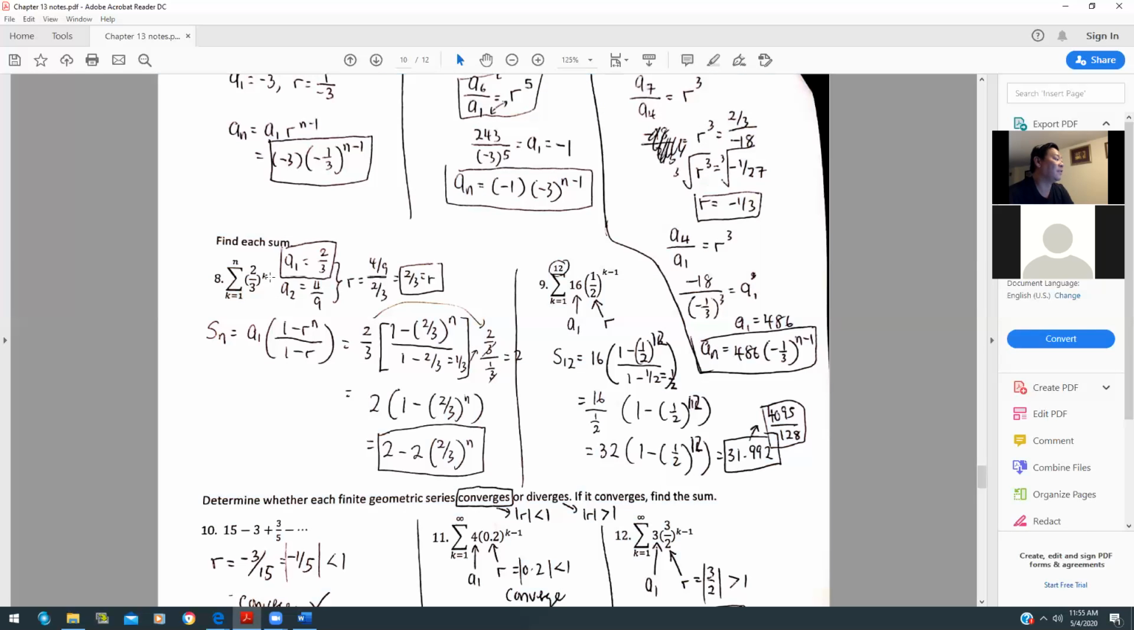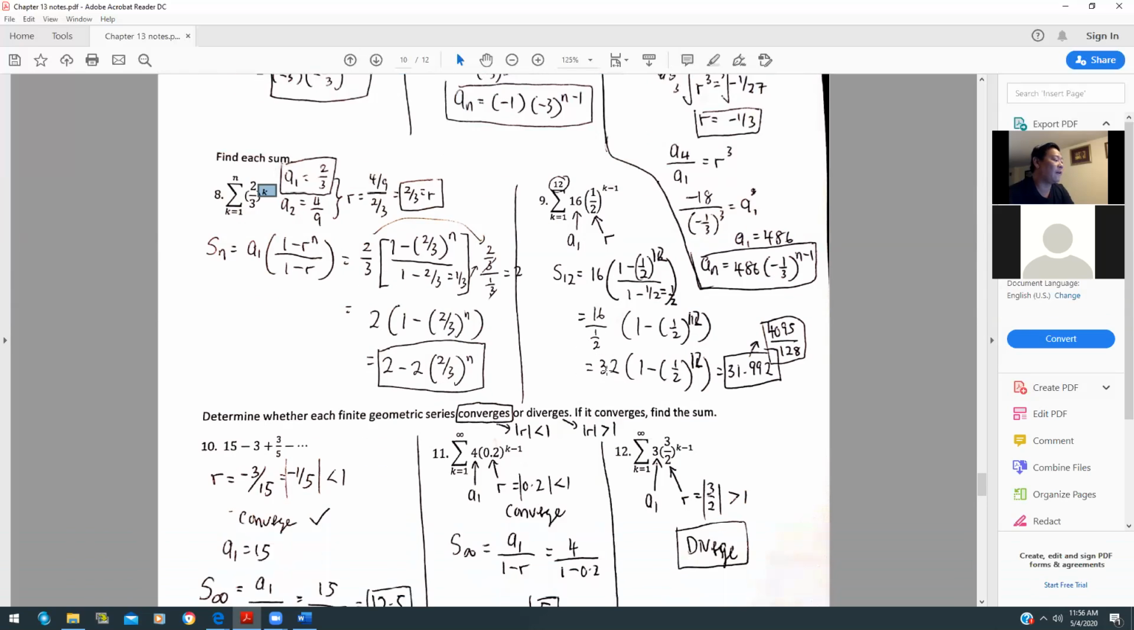Okay, so if this is k minus 1, then automatically your A1 is 1 and your R is 2/3, but this is K and this is K minus 1. So that's what you need to watch out for, these two things. One is K and one is K minus 1.